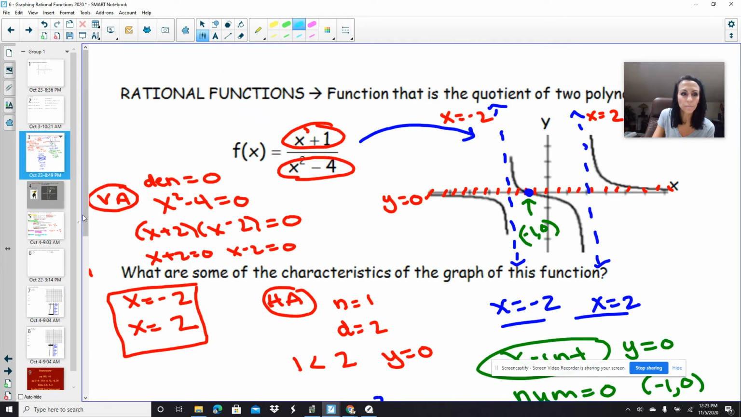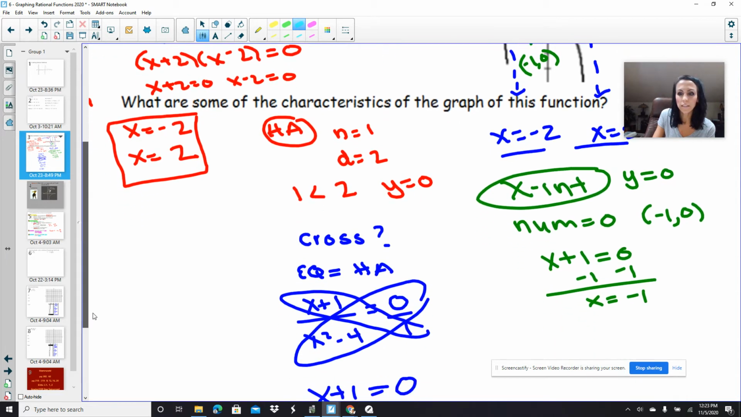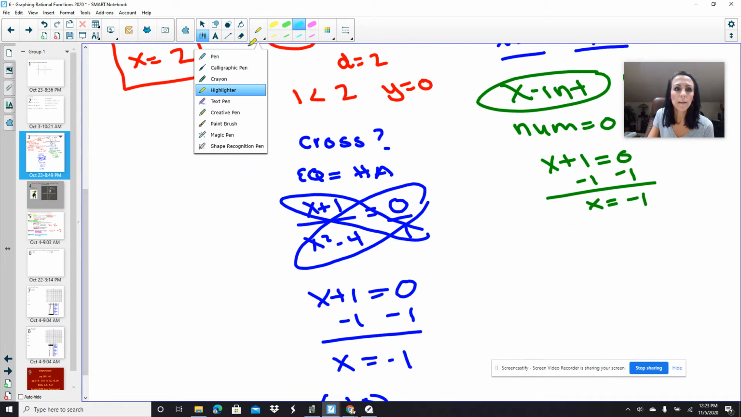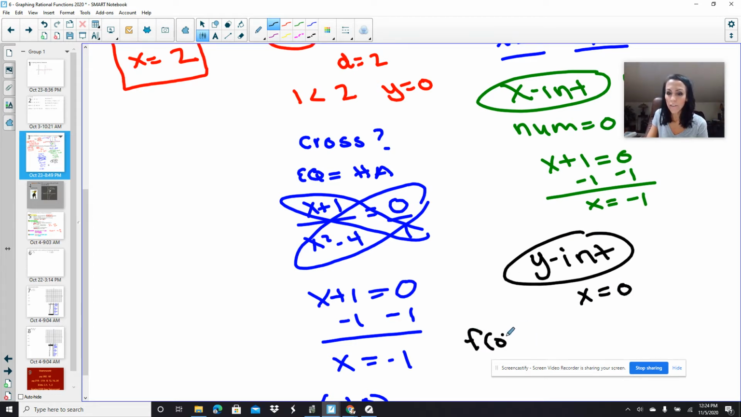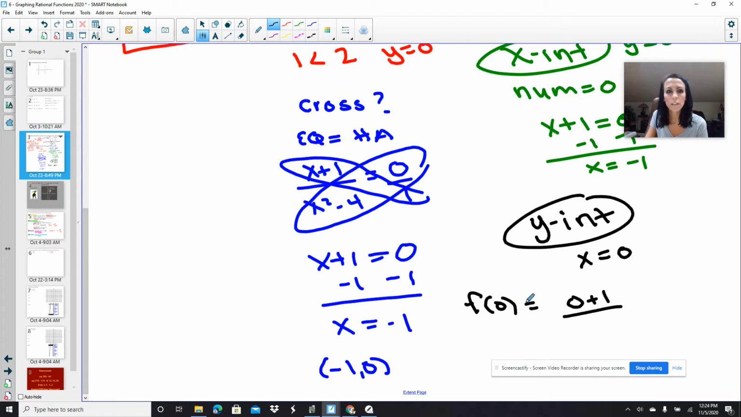Here we go. X equals 0. Let me get my pen back out. Let's title this one y-intercepts. That means x equals 0. So let's figure out what f of 0 is. That's going to be 0 plus 1 over 1 squared minus 4. So we get 1 over -3. Did I do that right?